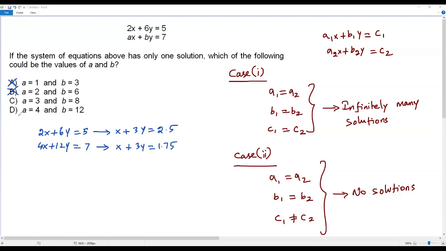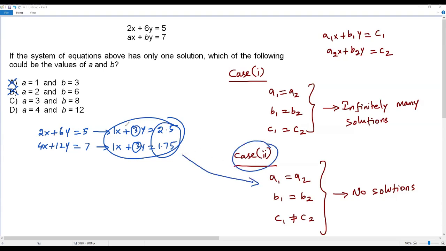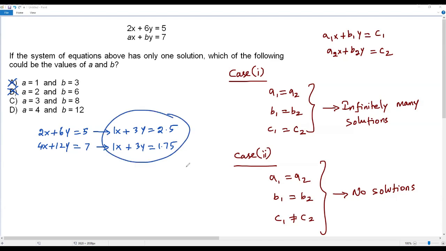So when I use the values A = 4 and B = 12 in option D, I'm getting the same coefficient for x and the same coefficient for y, but the constant terms are different. So the system of linear equations we have over here comes under case 2. That is, the system has no solution because it comes under case 2, that is A1 = A2, B1 = B2, but C1 and C2 are not equal.